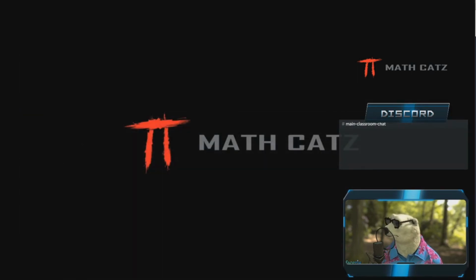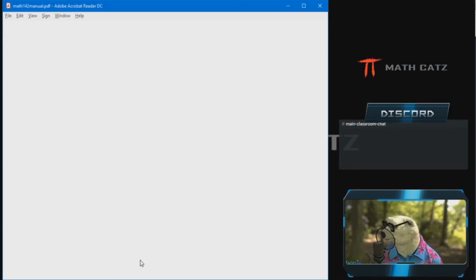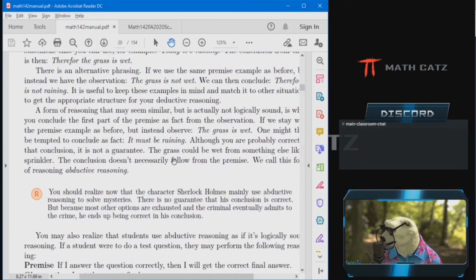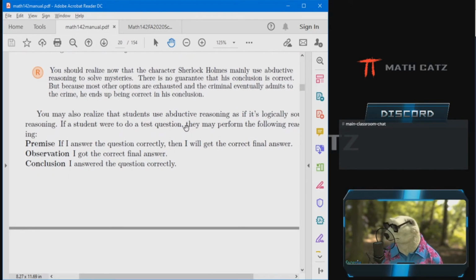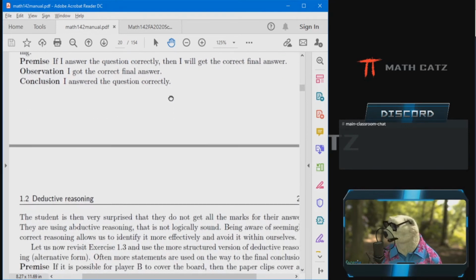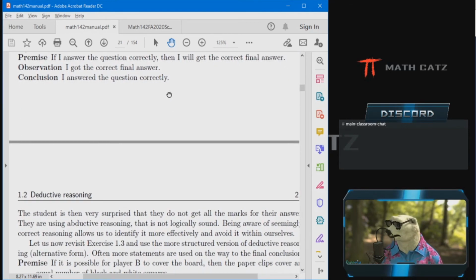And where's my page now? This one. If I look at how students think, I'll put it up here. Hopefully it's not too small. Abductive reasoning happens all the time. Look at this example. A student did a test, and you graded the test. You're the teacher. You give it back.